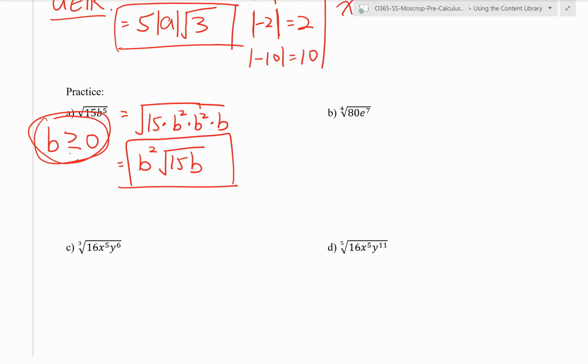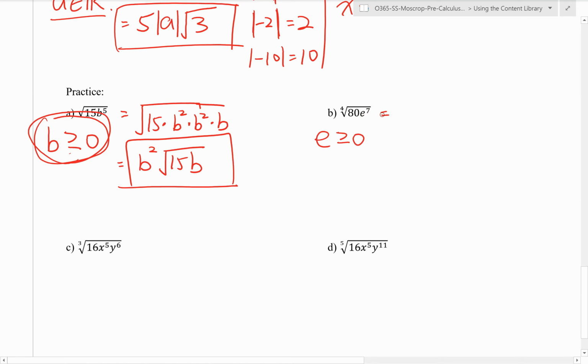Okay, part B, let's see here. Now this can be simplified. We're actually going to define e first. E to the power of 7, so this time e has to be again greater than or equal to 0, because if e is negative, negative to the power 7 is negative. We cannot fourth root negative numbers, okay?